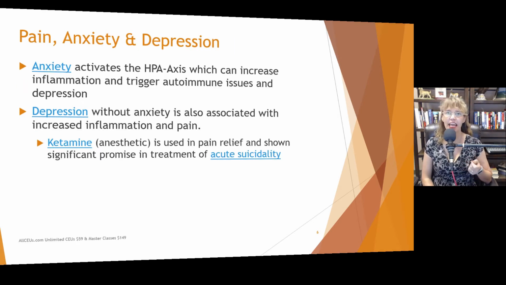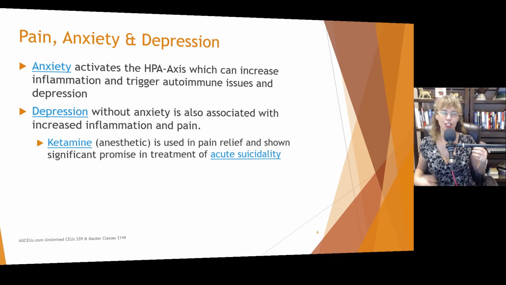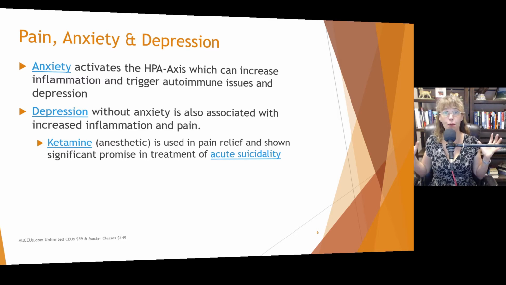Anxiety activates the HPA axis, or your threat response system. This increases inflammation, which makes sense. Your body, the HPA axis, prepares you to fight or flee. And immediately when this happens, the cortisol, norepinephrine, and dopamine are secreted. You are prepared to take on whatever that threat is.